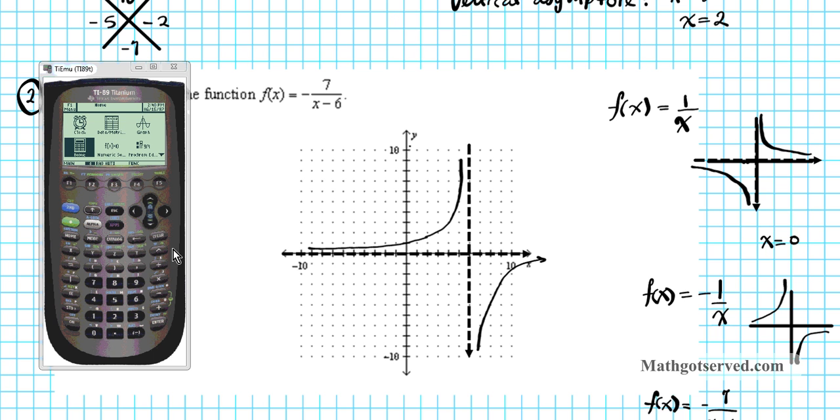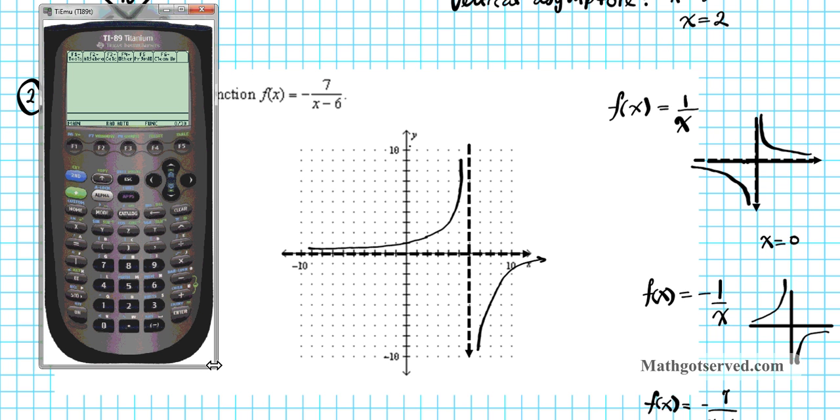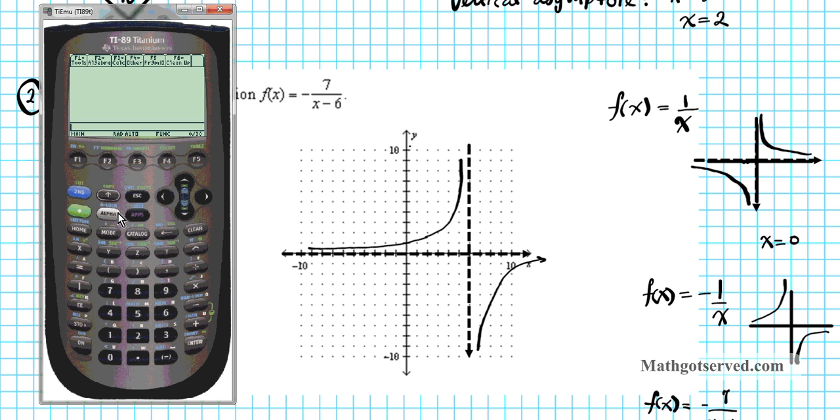And you can definitely verify the accuracy of your sketch by using a calculator. A TI-89 or any graphing utility should suffice. So I'm going to input this function into my graphing window and then see if it matches what I have here. So negative 7 divided by, now since we have two terms in the denominator, we have to group it with parentheses, okay? So x minus 6. Close that, enter. All right, let's graph it. Diamond F3 is the graphing for TI-89 Titanium.